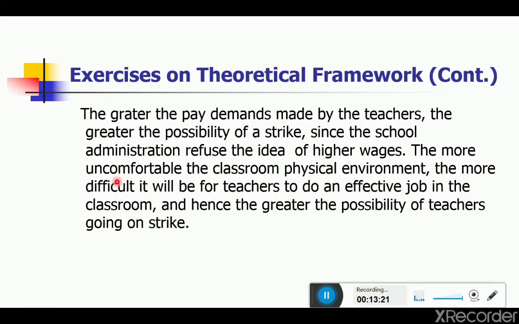Let's start with some further theoretical framework. The greater the pay demands made by the teacher, the greater the possibility of strike. Since the school administration refused the idea of higher wages, what will happen? The more uncomfortable the classroom physical environment, the more difficult it will be for teachers to do an effective job in the classroom, and hence the greater the possibility of teachers going on strike.